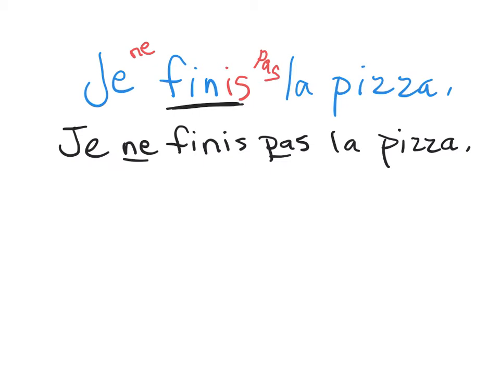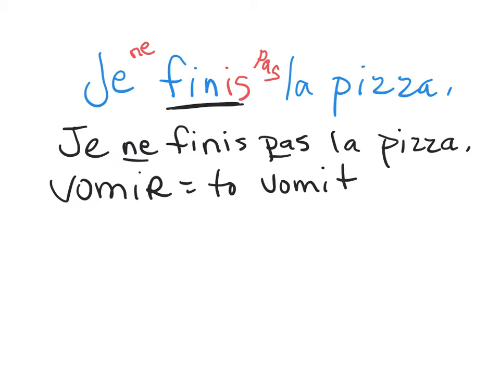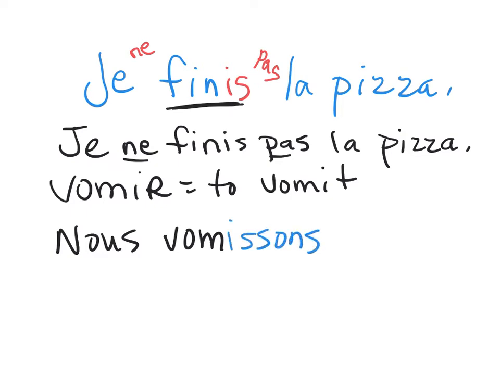Here's another example. The verb vomir means to vomit. It's a fun verb to use because we can imagine the vomit coming out of somebody's mouth. Let's say we are all vomiting. Nous vom, there's my stem, and my ending is ISSONS. So this is we vomit la pizza. Oops, I didn't change colors.